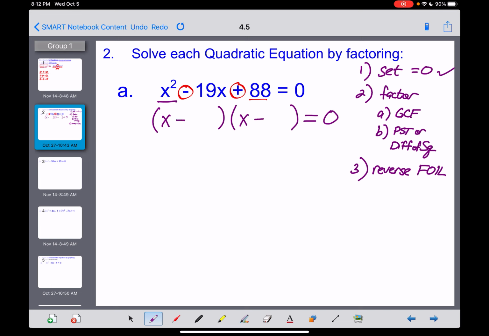And now we need two numbers that multiply to 88 and combine to a negative 19. So think of factor pairs that are going to give you 88. The first one that probably occurred to you, I hope, is 11 times 8. And by dumb luck, 11 and 8 add up to 19. So we're going to put an 11 here and an 8 here. And okay, we're done with factoring here, so that's good.